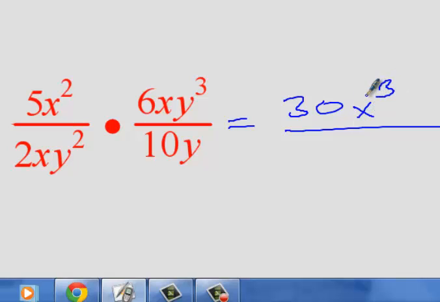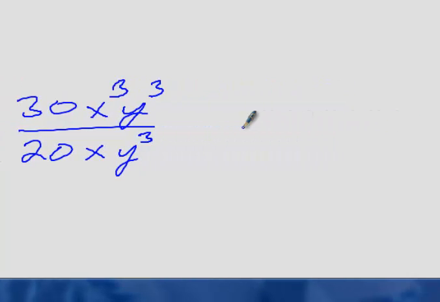And I don't have a y to go with the y, so the y just carries over as is, because it's 1 times y cubed. Everybody good with that? Yes, no, maybe? All right, so now multiply the denominators together, and what do you get? 20xy cubed. Right? Everybody okay?